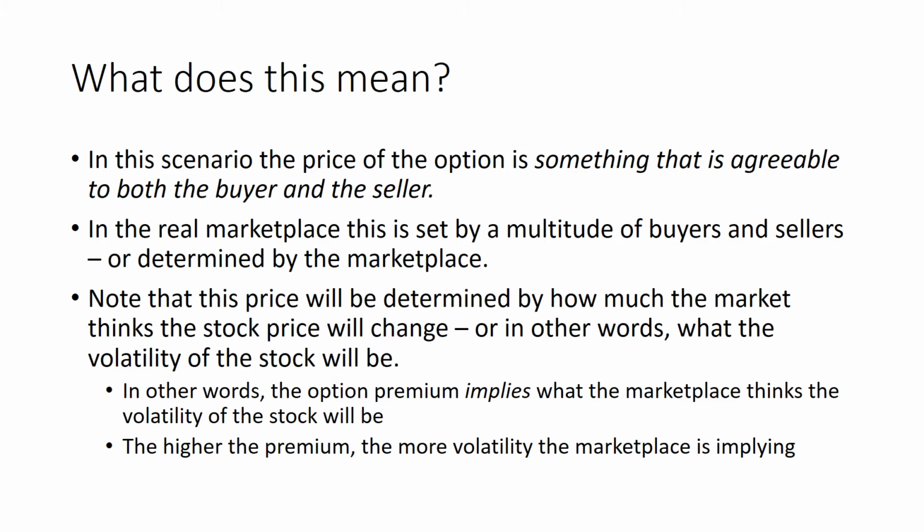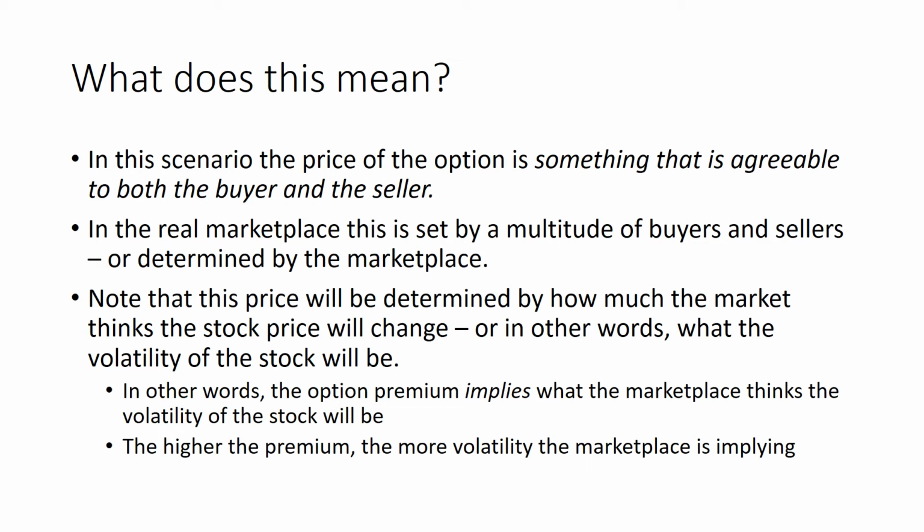So this means that the option price will be determined by how much the market thinks the stock price will change, or in other words, what the volatility of the stock will be. So the option premium implies what the marketplace thinks the volatility of the stock will be. The higher the premium, the more volatility the marketplace is implying. In other words, people think the stock is going to move more, so they value the option more highly because they think that the stock is going to be more volatile and there's more opportunity to make money, both as a buyer and a seller.